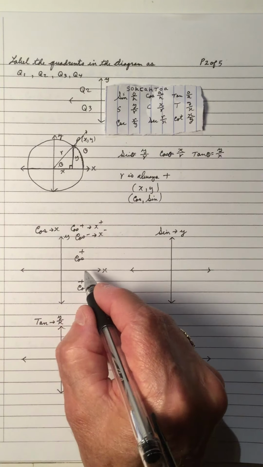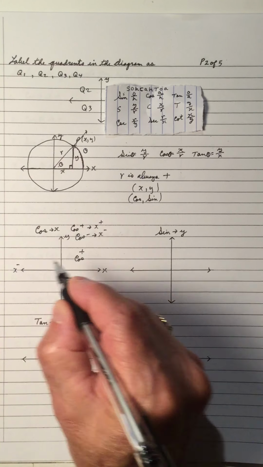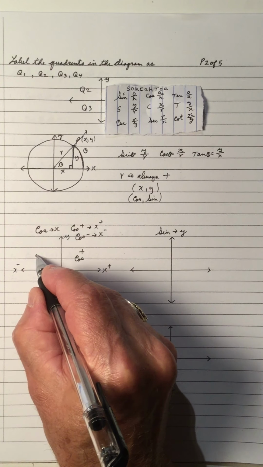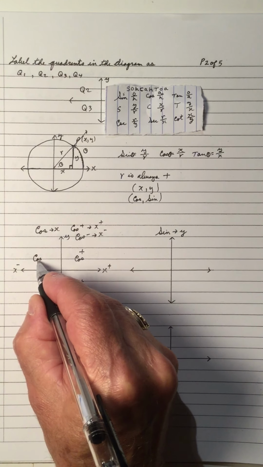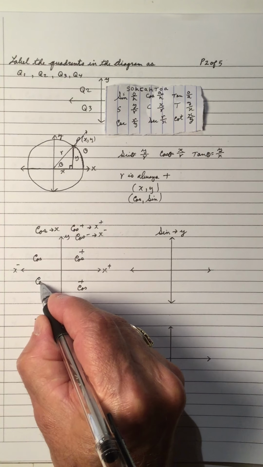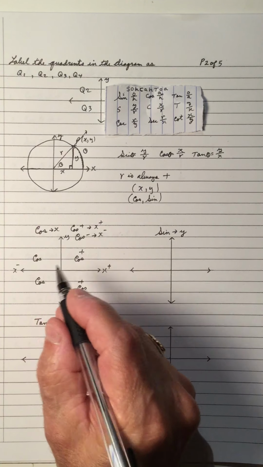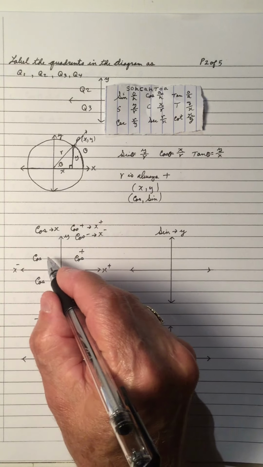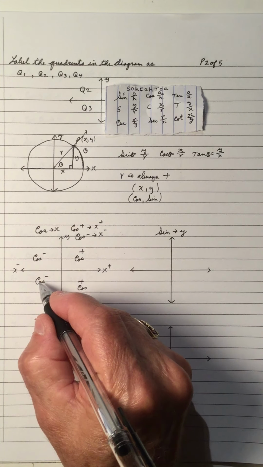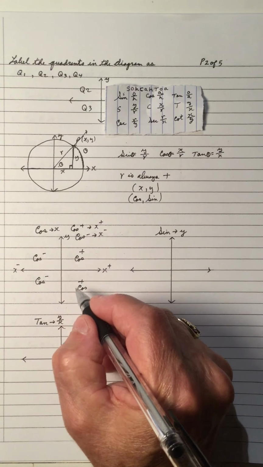So x is negative on this side. x is positive on this side. That means cos is going to be negative in quadrant 2, and cos is going to be negative in quadrant 3. So cos is the x. Cos is negative in 2 and 3, positive in 1 and 4.